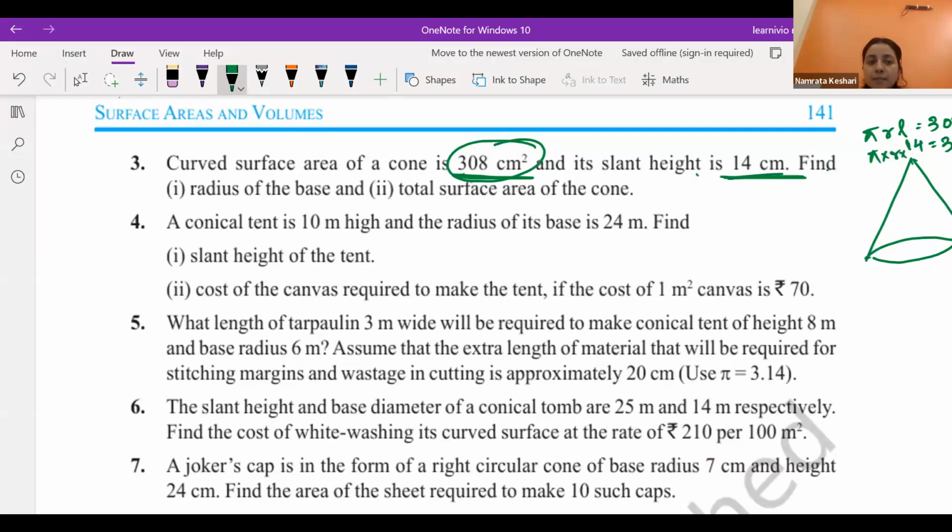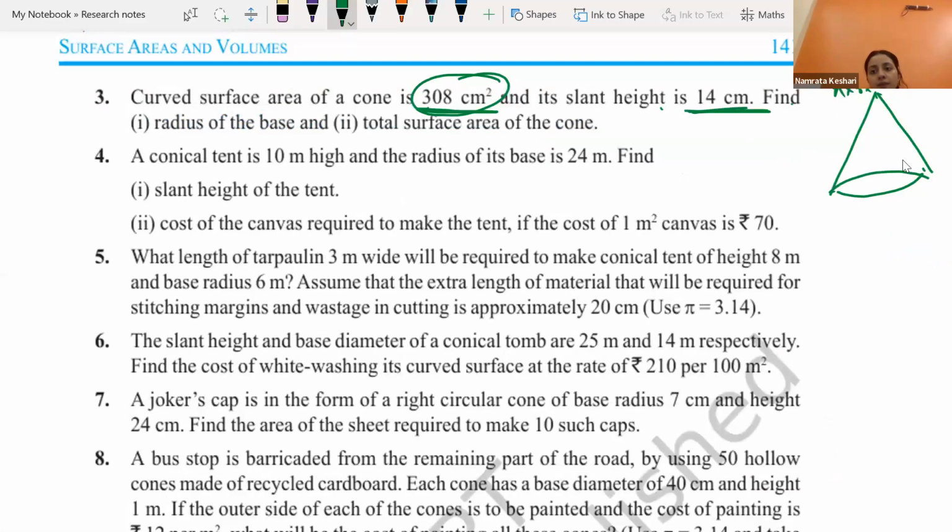So pi is 22 by 7. If you shift pi to the other side, it will go to the denominator. After that r will be nothing but seven. Ma'am, it's not 7, I added the 7. Okay. Seven will be the answer. Yes, we are getting 7.